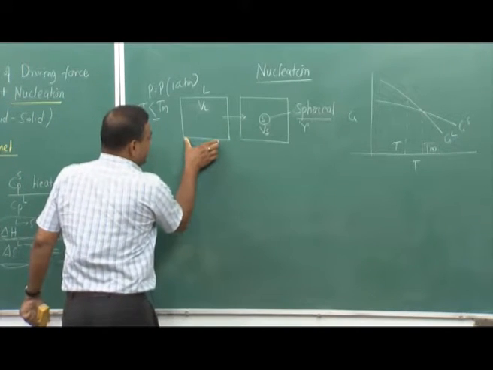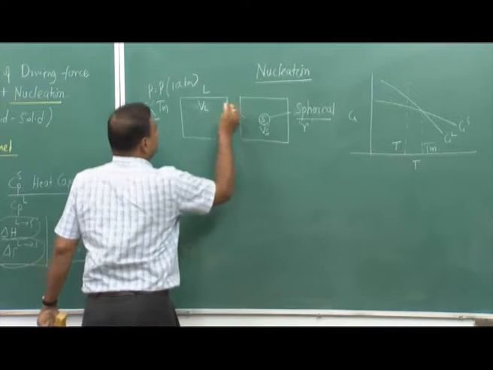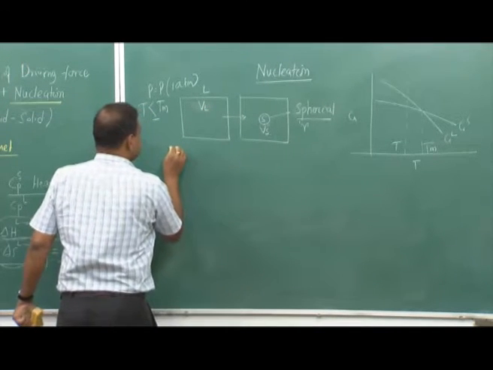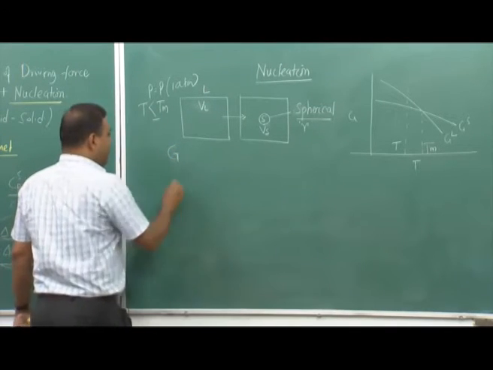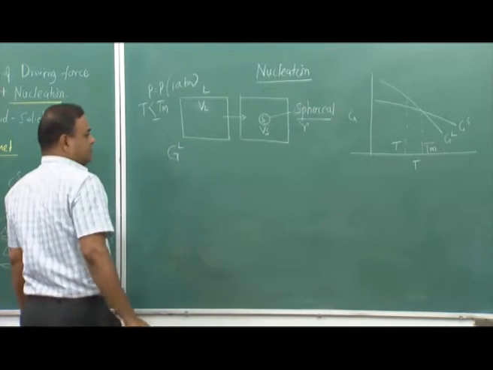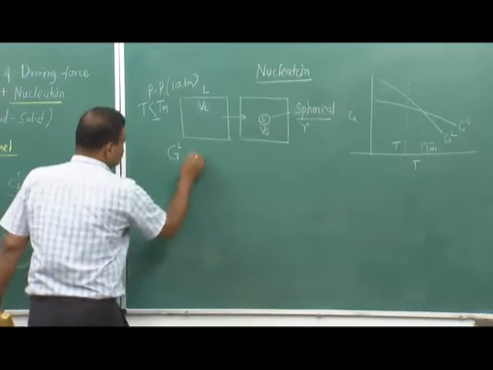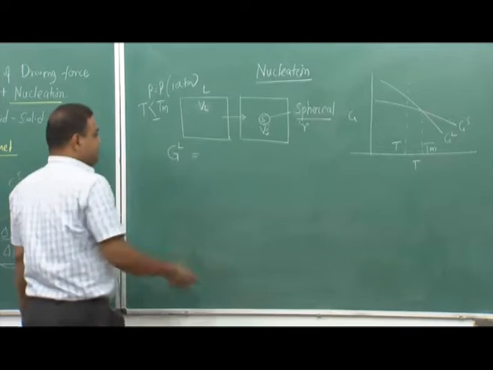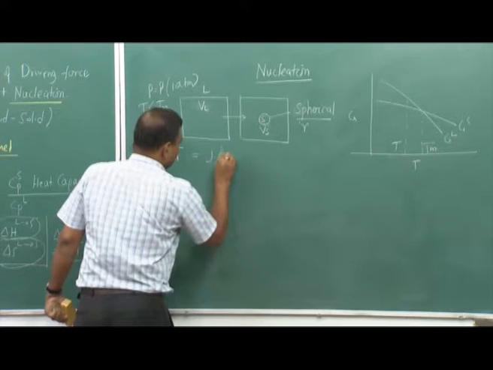Now this is stage 1, this is stage 2, and if it is a liquid, then I can consider some free energy value of liquid at that temperature, and this free energy value would have the unit joule per meter cube.